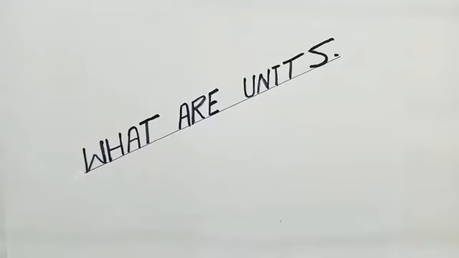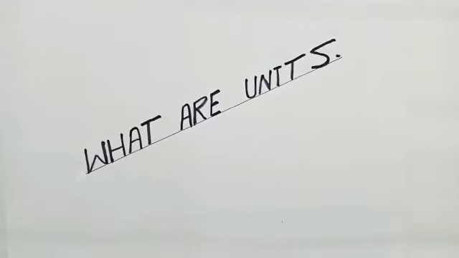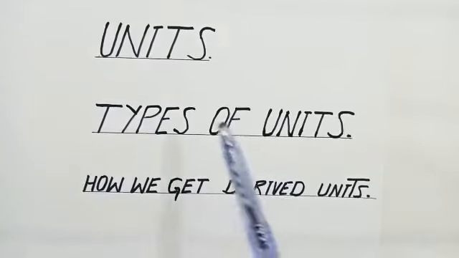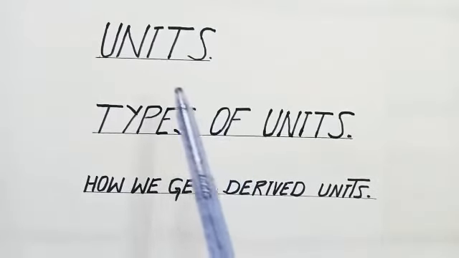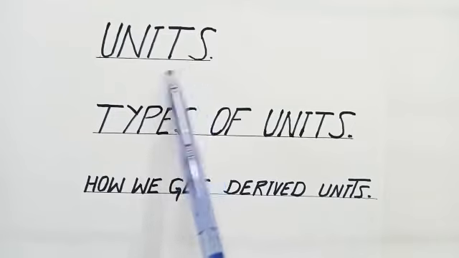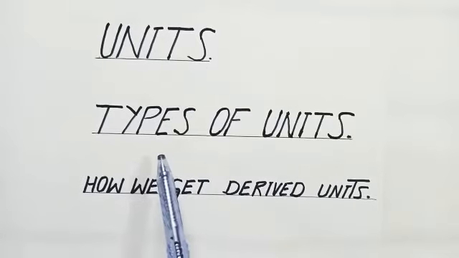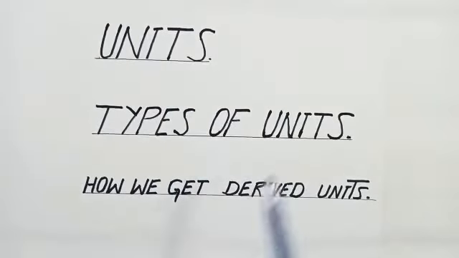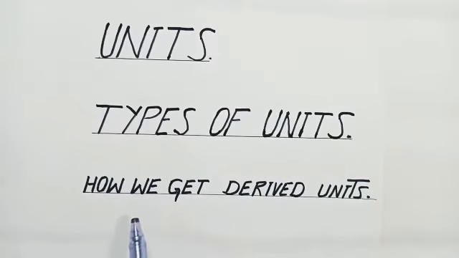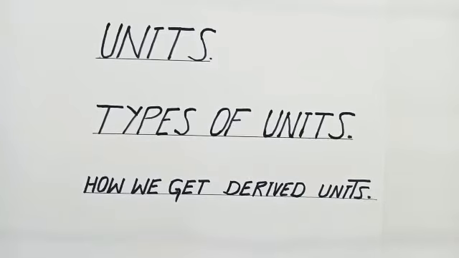First of all, I will define what a unit is. So three things we will discuss in this lecture. First we define unit. Then we'll go to the types of unit. Then we will discuss how we get the derived units.